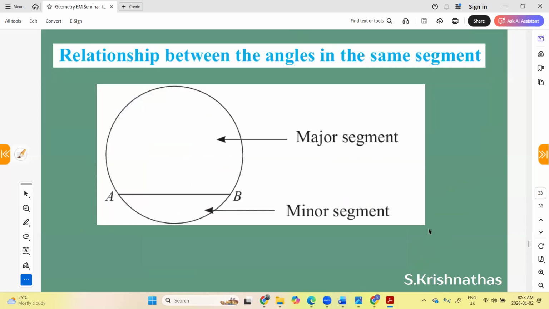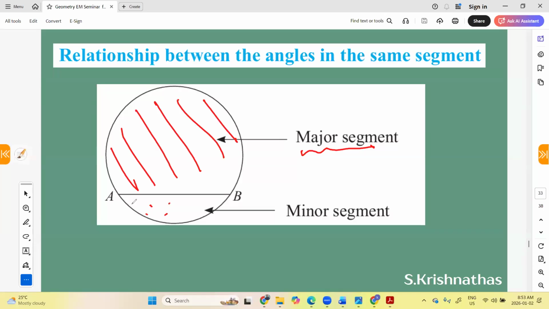One more thing. The relationship between the angles in the same segment. This is the major segment. The shaded one is the major segment. The dotted one is the minor segment. Okay, major segment, minor segment. Is it okay? Right. Next.